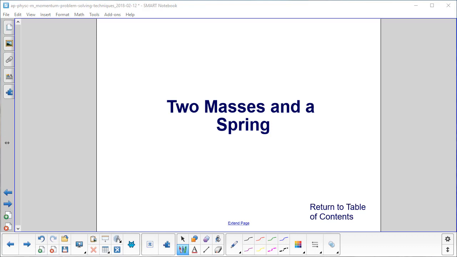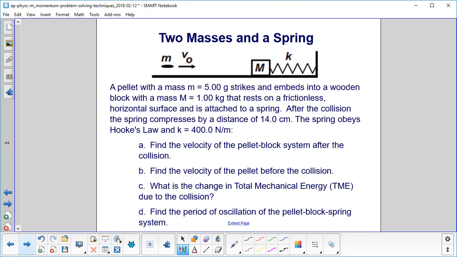Two masses and a spring. A pellet with a mass of 5 grams, so over here, strikes and embeds in a wooden block with a mass of 1 kilogram that rests on a frictionless horizontal surface and is attached to a spring. After the collision, the spring compresses by 14 centimeters.